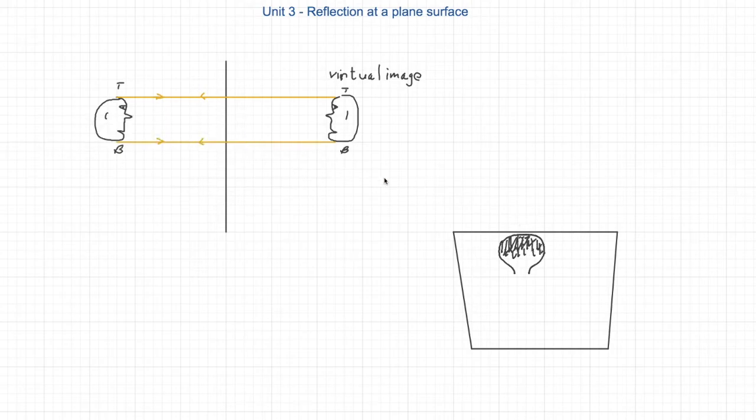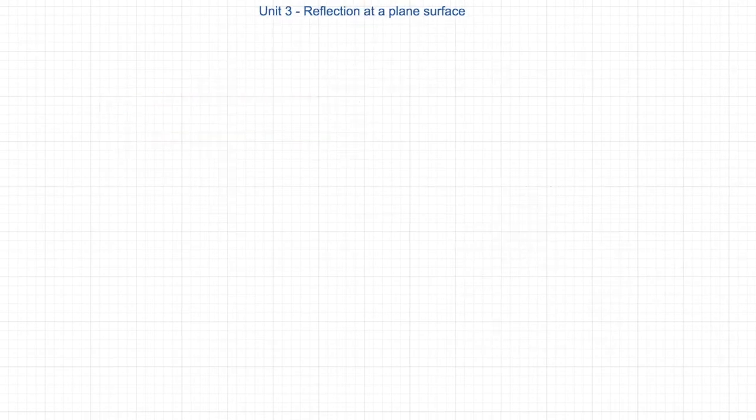Now, a light ray from the left side of their head going along the normal, and a light ray from the right side of the head going along the normal will create a virtual image behind the mirror where your left side of your head will correspond to the right side of the image's head, the virtual image's head. And the right side of your head will correspond to the left side of the virtual image's head. Just like when you stand and talk to someone standing in front of you, that person's right side is your left, and that person's left side is your right.